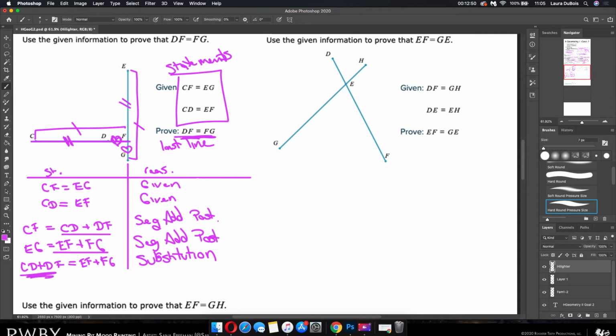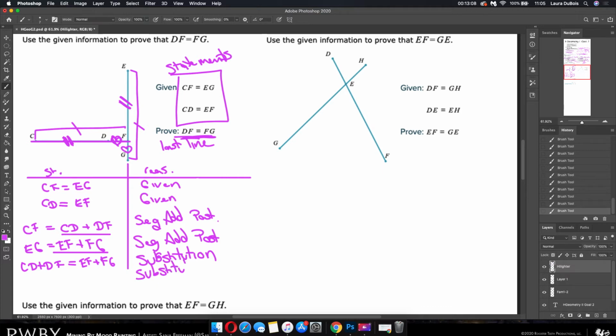Now, what else can we do? None of these letter combinations match yet, and that's going to be a little bit annoying. We want to make that less annoying. So since we know that CD and EF are the same, why not write them as the same thing? We're going to use substitution again, and we'll say EF plus DF equals EF plus FG. So here's where I did the substitution. It changed from CD to EF. There's your substitution. And now we're basically done.